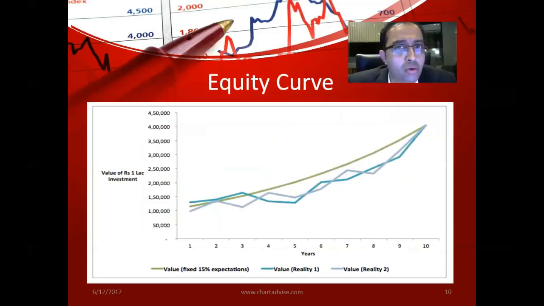And moving down to a translation of whatever you saw, I'm translating it into an equity curve. If I make a graphical representation of the statistics figures, you will see here that I have made an equity curve.